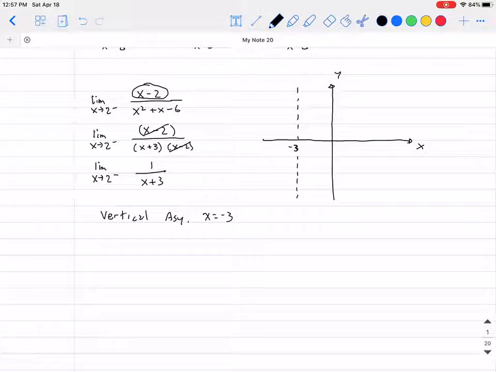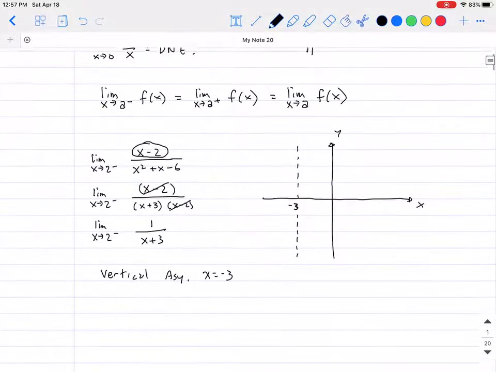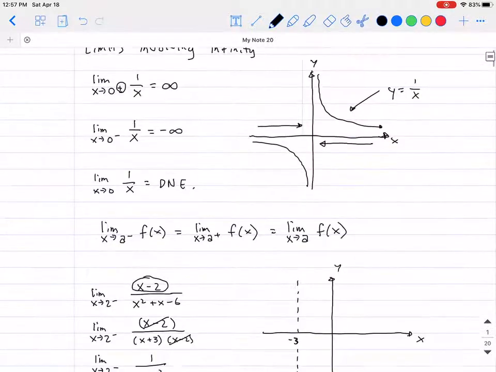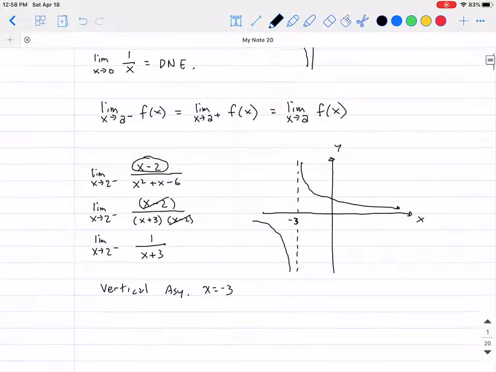Whereas for the rest of the graph, it's just going to look like a curve, just like what we had over here for 1 over x. In essence, it's basically just like our previous graph of 1 over x, except it's shifted over to the left by 3 units. So the graph would look something like the following right here, and also right here.